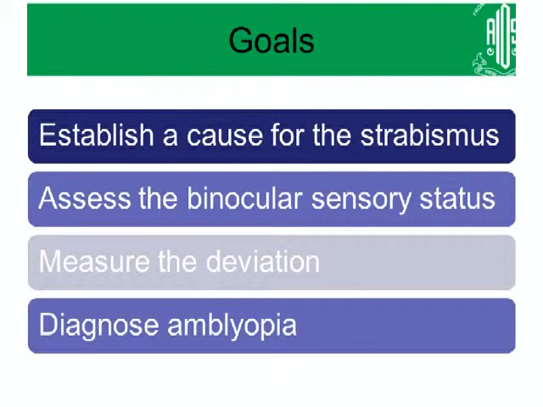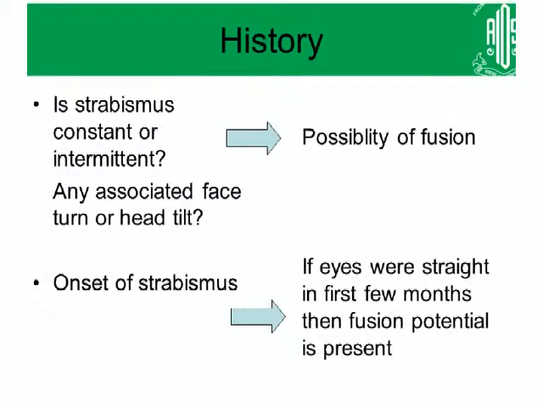Like any history in ophthalmology, you ask some specific questions in a squint patient. Is the strabismus constant or intermittent? Is there any associated face turn or head tilt? Why do you want to ask this? Because it means there is some possibility of fusion, which is a good thing. Next, you want to know the onset of the strabismus. If the eyes were straight in the first few months of life, again, there is fusion potential. That means it's a good thing.